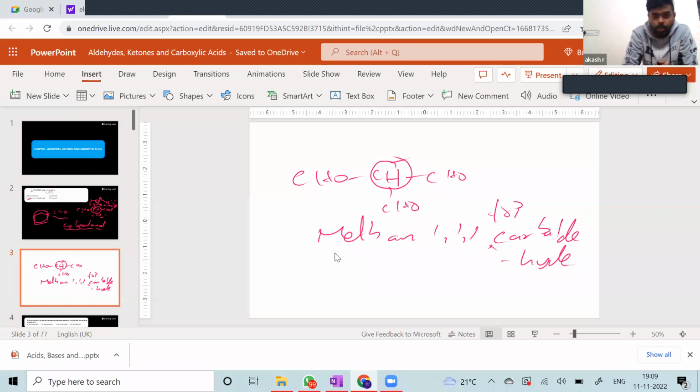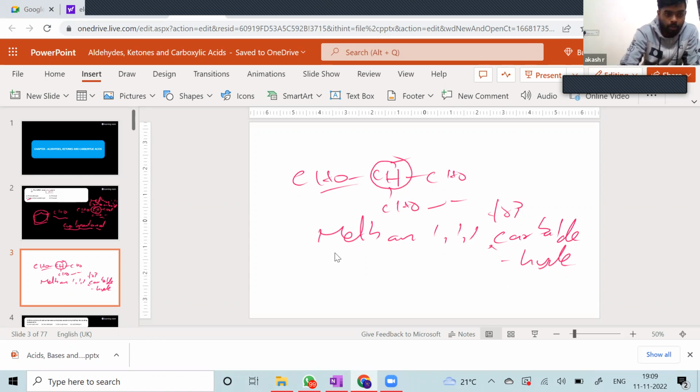Okay. Right. Can we use al instead of carbaldehyde? No, you cannot use al, because if you use al, what will you choose? You will choose this one or this one or this one. What will you not choose in the main chain? Everything is CHO, right? So you cannot use it this way. Everything has to be considered similarly. So you'll write methane 1,1,1 tricarbaldehyde only.